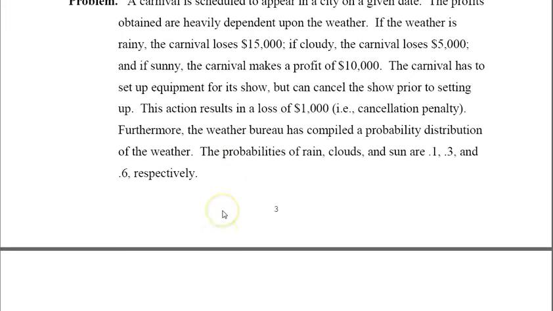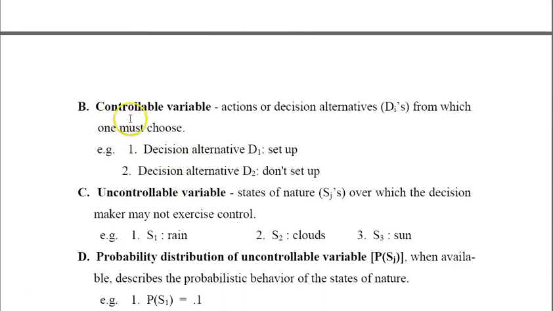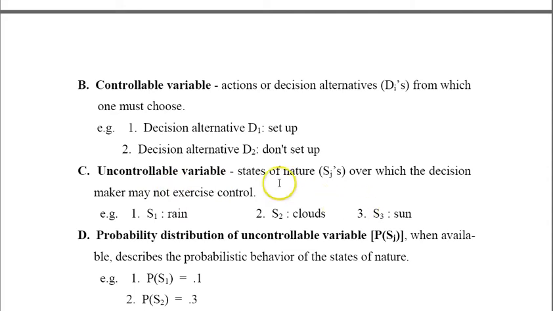So let's see how we set up this problem first. In this case, we identify the controllable variables, which are the decisions we can make. So we can either set up or we decide not to set up and incur the penalty. If we set up, then these are the uncontrollable variables, which are the states of nature, that will control our payoff. And these three states are rain, cloud, and sun. We're going to use S1 for rain, S2 for cloud, and S3 for sun.